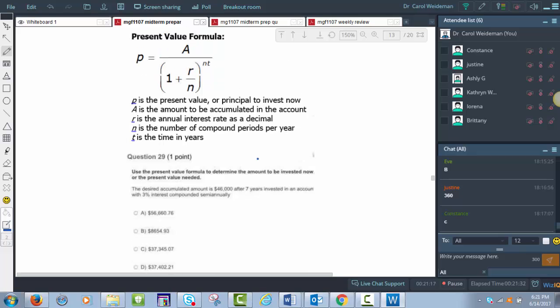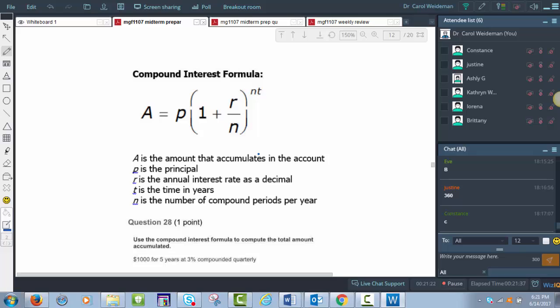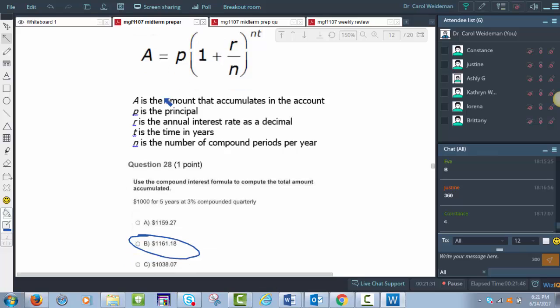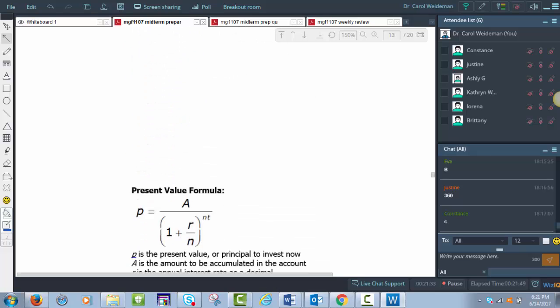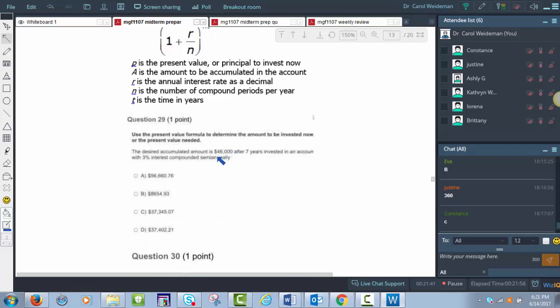Okay, now this is the present value. So let's just go back for a minute. This is the compound interest formula. In other words, if I put aside this amount of money at this interest rate, compound it this many periods a year for this many years, this is how much I'll accumulate. The next formula tells us how much I need to put aside in order to accumulate a certain amount of money. So we want to accumulate $46,000 after 7 years at 3% interest, compounded semi-annually. So we want to know how much we need to invest now.